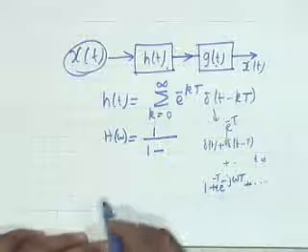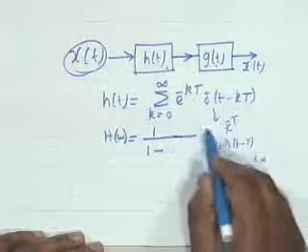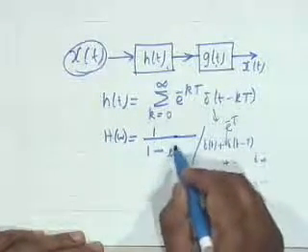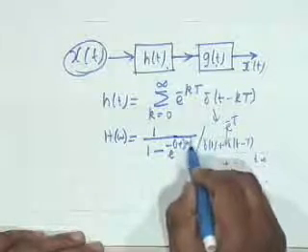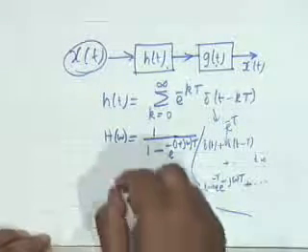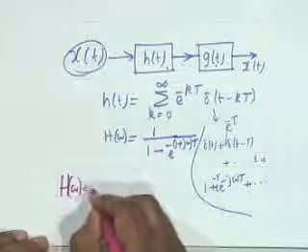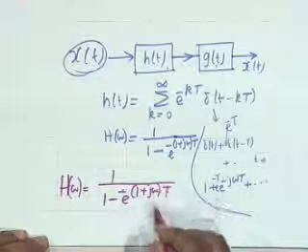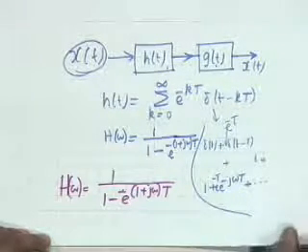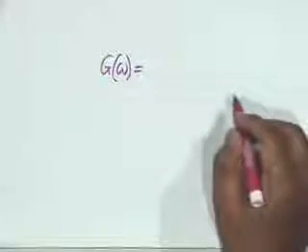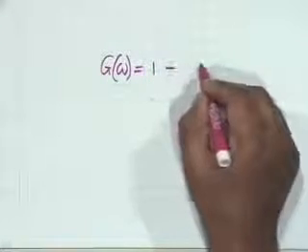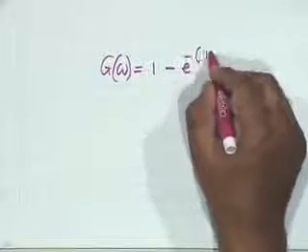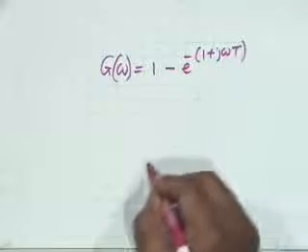Now if you sum this up, it is a geometric series, you get e^(−(1+jω)T). I'm sorry, let me write this in big. H(ω) becomes 1 by 1 minus e^(−(1+jω)T). So, in order to recover the original music, all that you have to do is to design an inverse system whose G(ω) is given by 1 minus e^(−(1+jω)T).